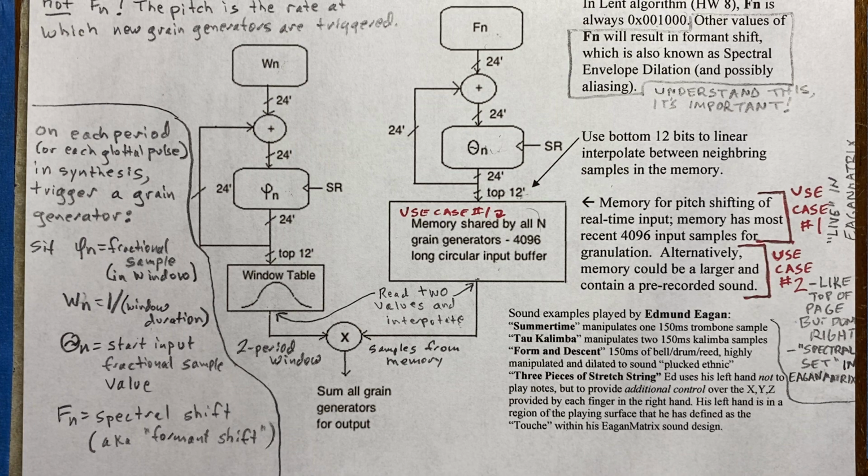But in this case, Ed had some very different sound design and performance technique. He's using both hands to play his Continuum, but the left hand doesn't play any notes. It just provides additional control over the information from the fingers in the right hand. So you have a left hand, right hand separation. The left hand is in the area we call the touche. If you remember our beginning lectures of the Eagan Matrix, the left hand was just controlling more stuff about what you're hearing from the right hand. So that's what's going on here.